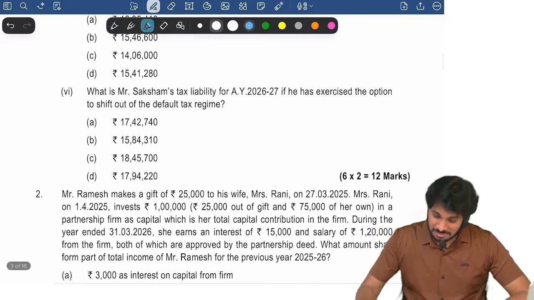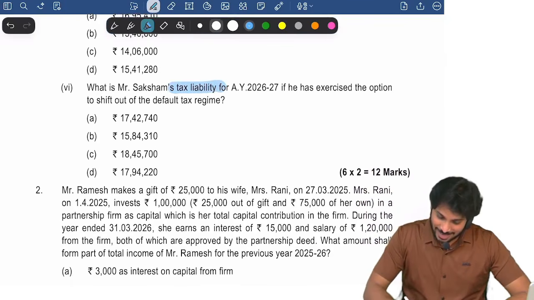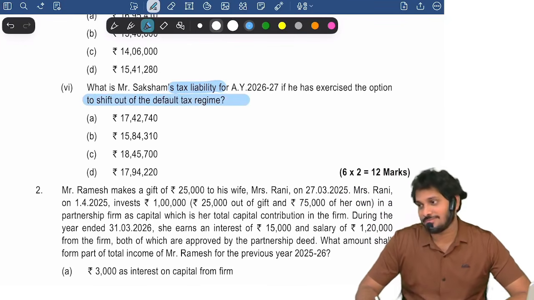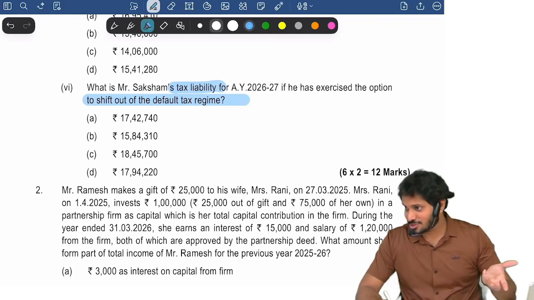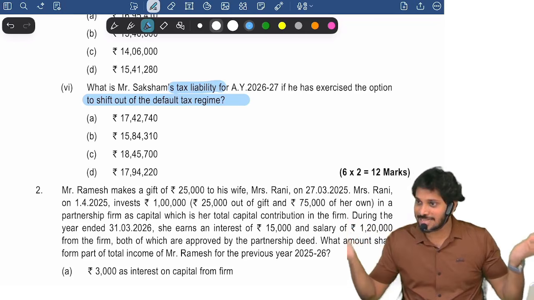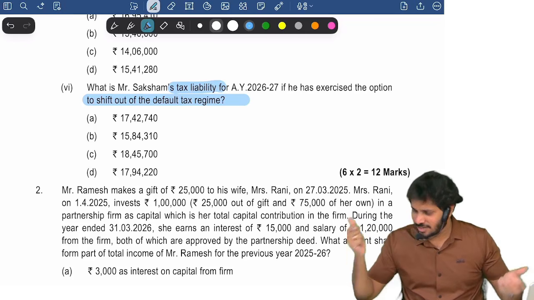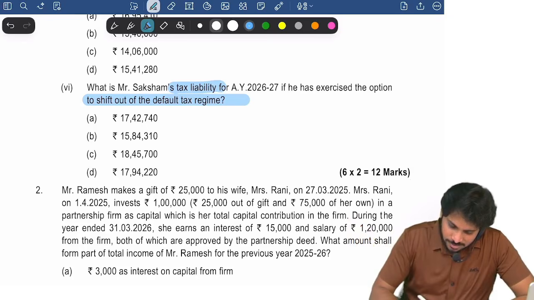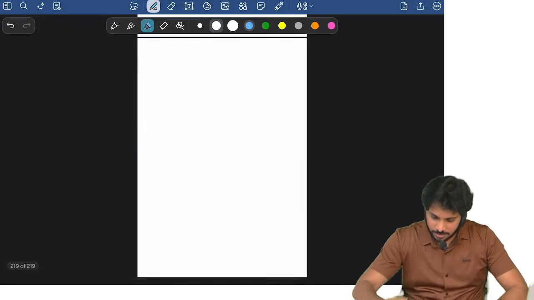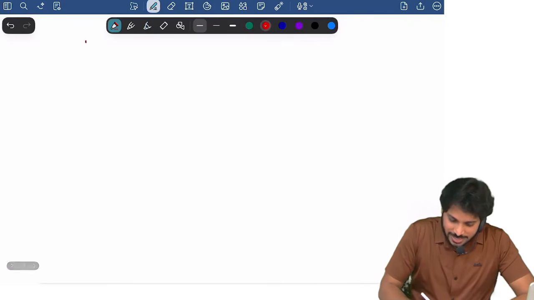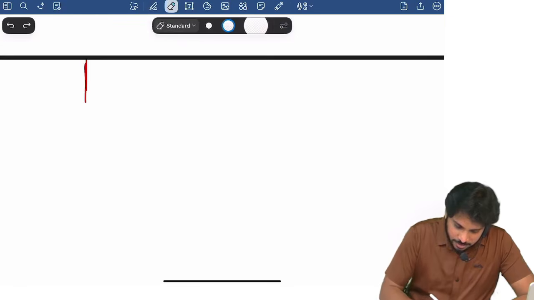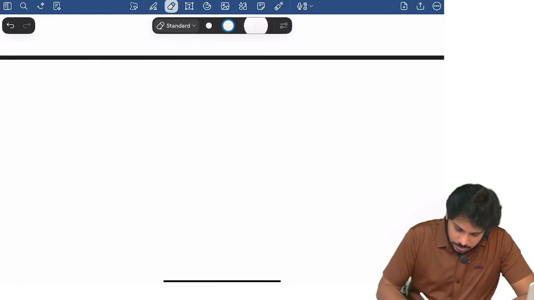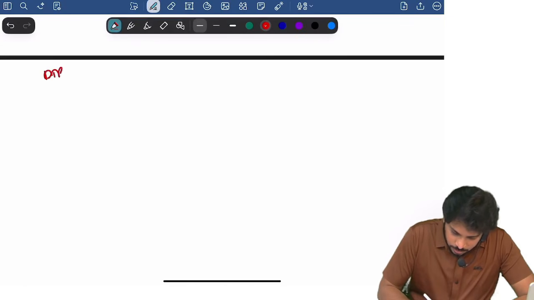Six questions, 12 marks MCQ. Oh my god. Tax liability under OTR. So you should compute total income under DTR, OTR, everything, because it's a 12 marks question. Typically they ask both the regimes and tax liability. Correct? Fine, we'll do it quickly. First I'm computing tax under DTR.